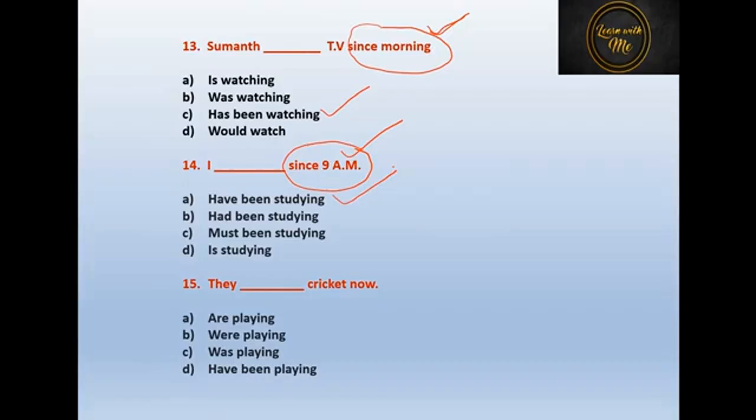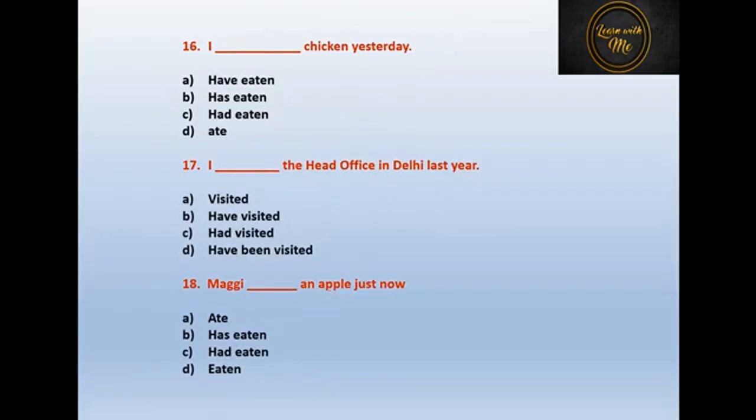See the next question. They blank cricket now. This is in present continuous. See the options, students: are playing, were playing, was playing. Yes, here option A is correct because they are playing cricket now. The action that is going on now. I hope the concept is clear. Present continuous you will use for the actions that are going on now. Present perfect continuous you will use when an action began in the past and is still going on.